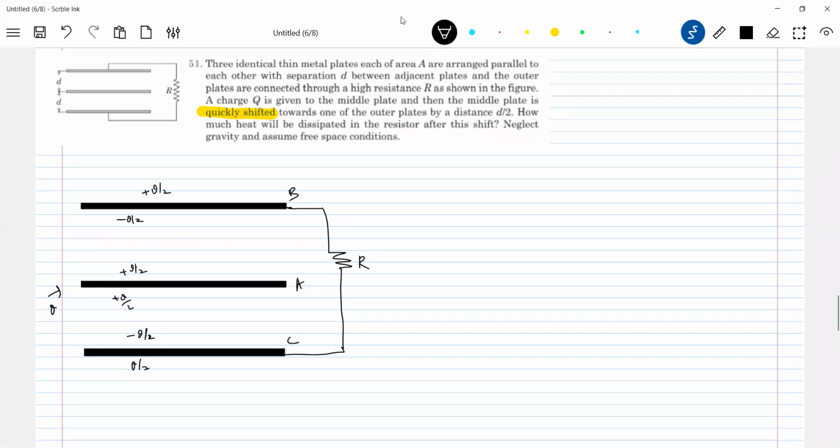I'll take this as initial and we'll calculate that initial potential energy. Let me call it UI, because it's asking for the heat generated in the resistor R. So let's go for the basic thing. Then I'm going to shift the plate. How am I going to shift the plate quickly? If I just give a slight push, what will happen to plate A? And it's telling us no gravity, assume free space conditions. No gravity, no weight here.